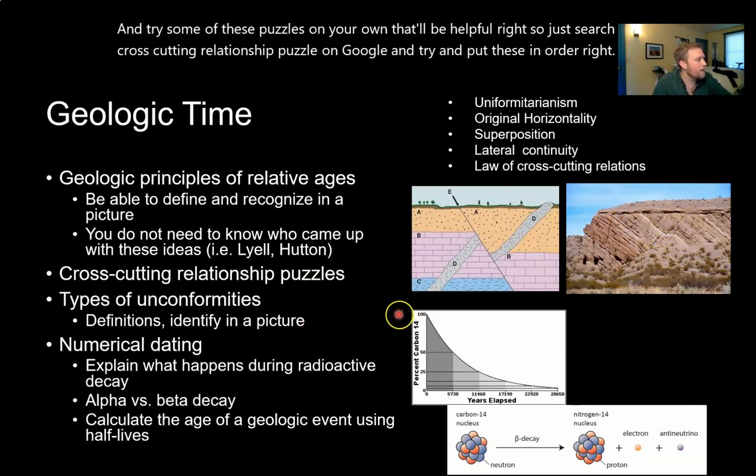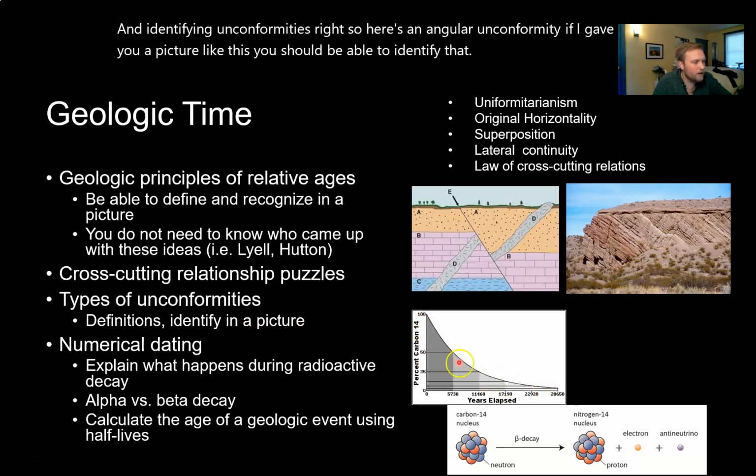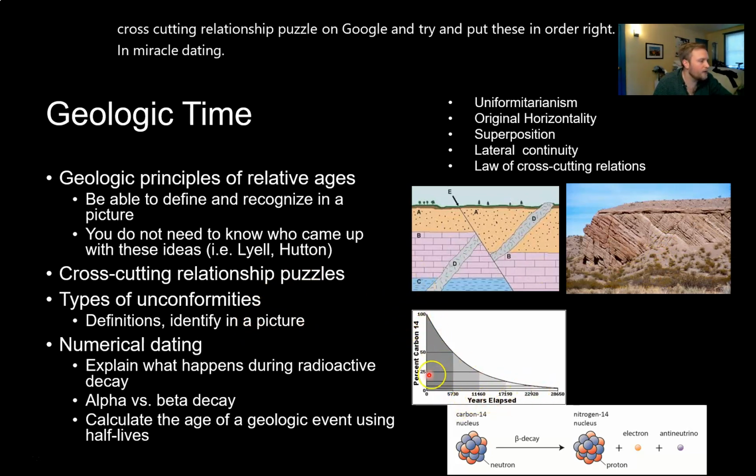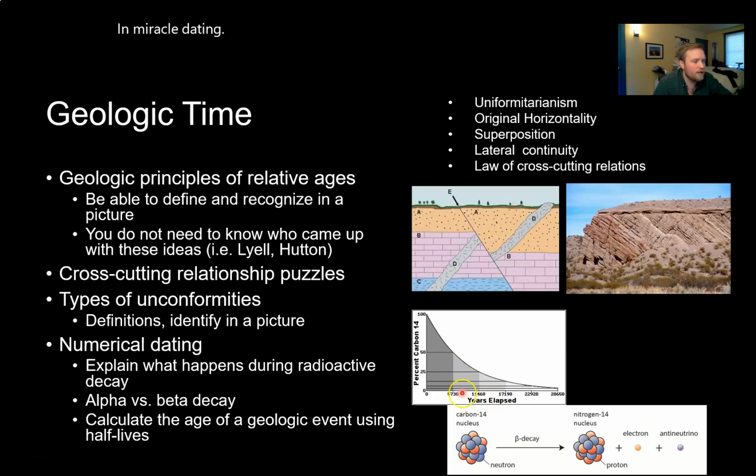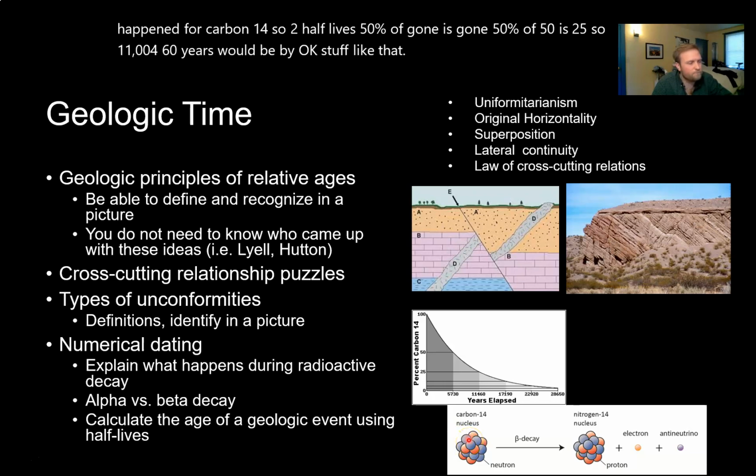Numerical dating, right? Here's a radiocarbon half-life curve. 50% is left after 5,700 years. I might ask, how many years have elapsed if 2 half-lives have happened for carbon-14? So 2 half-lives: 50% is gone, 50% of 50 is 25. So 11,460 years would be the answer, okay? Stuff like that. Knowing the difference between beta and alpha decay, okay?